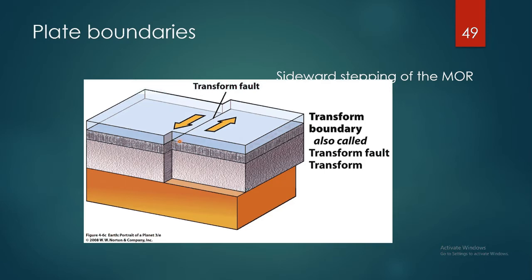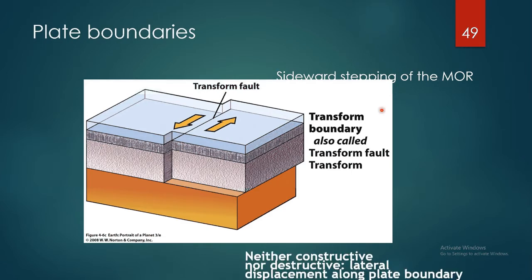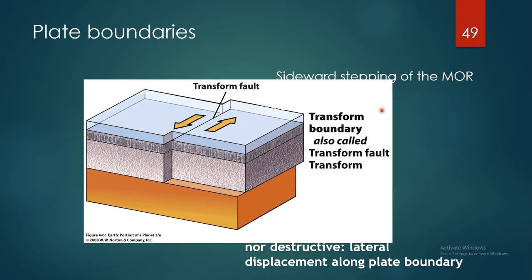So this is what that looks like. You have two plates that are not being subducted, not pushing up against each other, not departing from each other, but rather just sliding past each other like this, and it's called a transform boundary or a transform fault. You can see there the sideward stepping of the MOR, and we're going to see a picture of that in a moment.